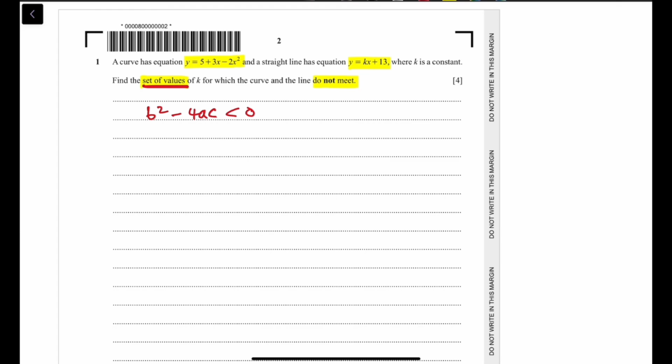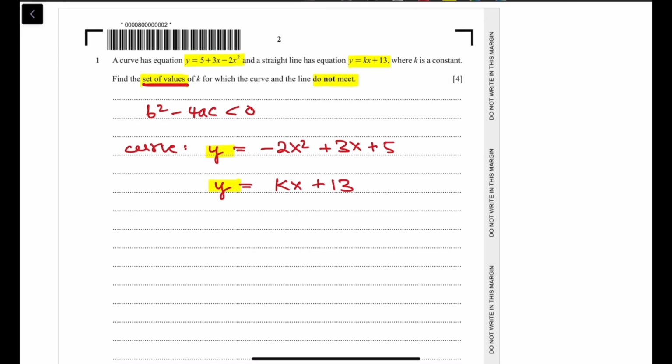The first thing I'm going to do is for the curve, I'm going to rearrange it so that we have negative 2x squared first, and then 3x, and then 5. It's just easier to visualize quadratics that way. And then the second equation is y equals kx plus 13. Because we have two y's and each y is equal to y, we can equate the two equations. So negative 2x squared plus 3x plus 5 equals kx plus 13.